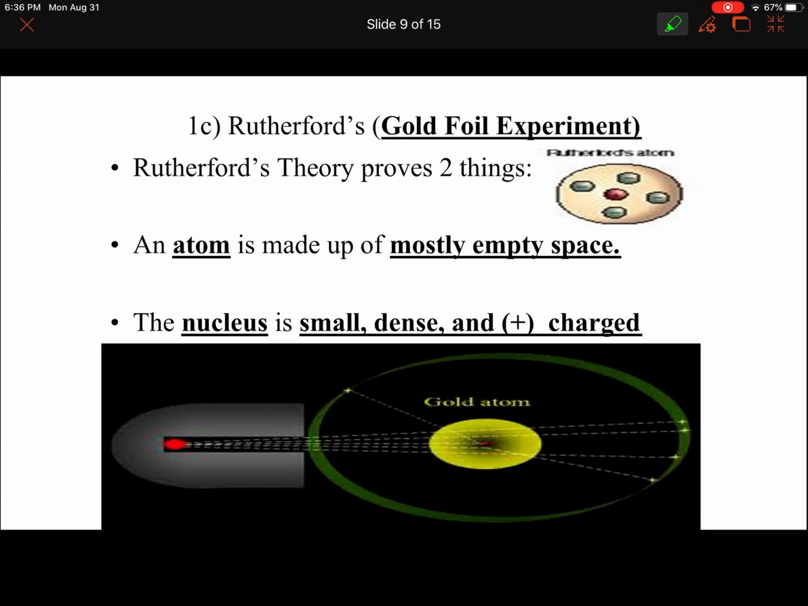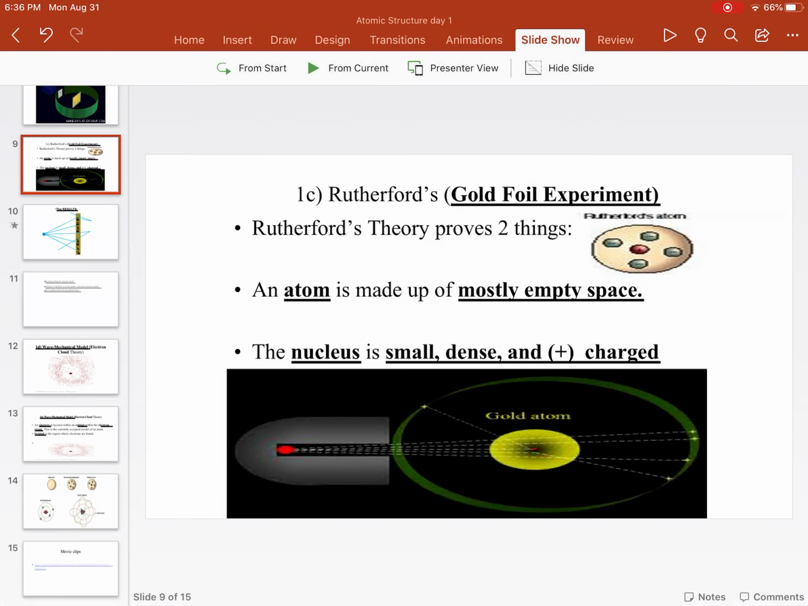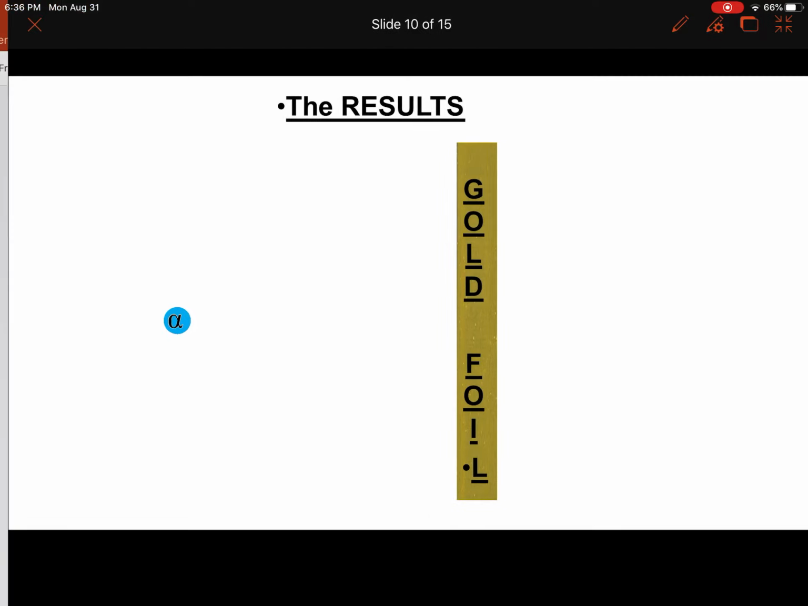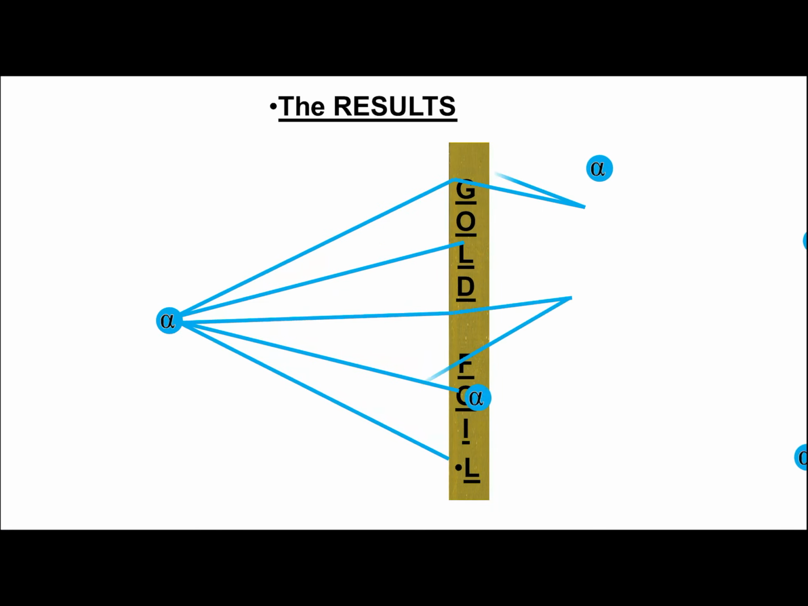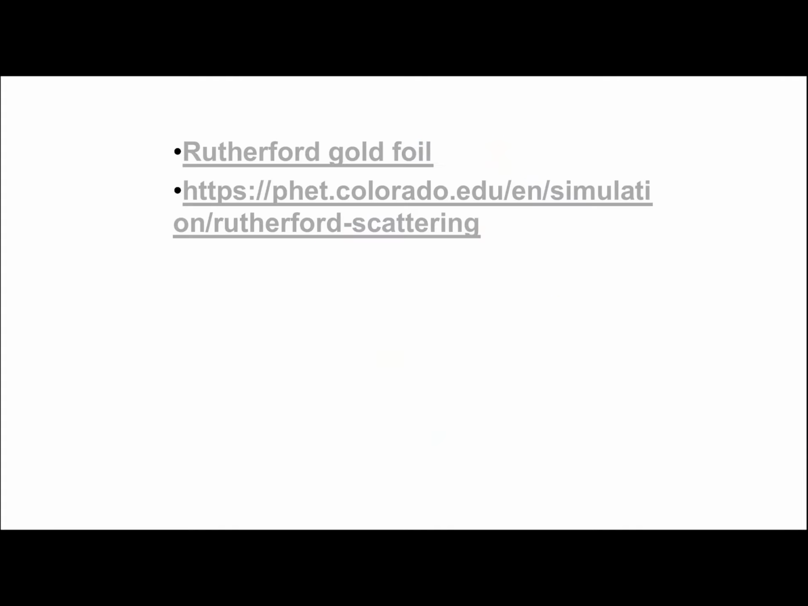Rutherford's theory proves two things. Now, this is going to be on your Regents, it always is. The atom is mostly empty space. The nucleus is small, dense, and positively charged. Okay? Here's an example over here. The alpha particles hit the gold foil, and then boom. Most go through, some deflect back. Another animation would be another good one for you.